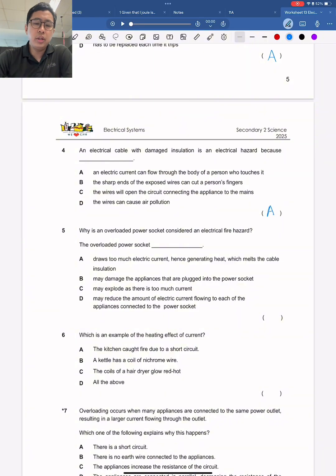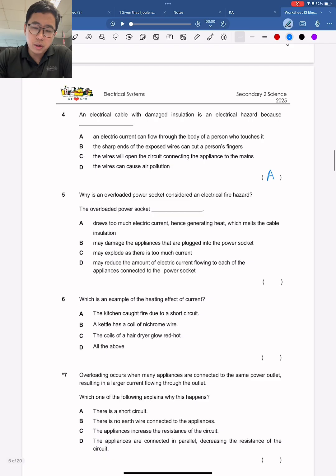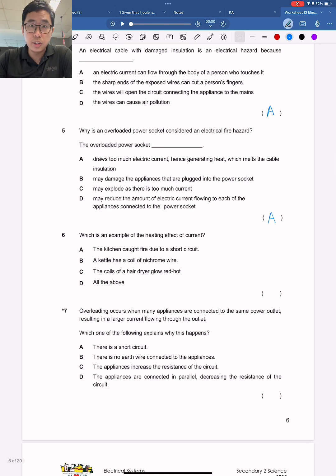Because with damaged insulation, let's say the wire is intact, it doesn't mean that it will spoil or anything. It's just that the insulation protects people from touching the wire. So when there's no more insulation and you touch the wire, you touch a circuit where there's current passing through, so the current can then flow through your body as well. This answer is A. An overloaded power socket is considered an electrical fire hazard. Why? It's because the power socket will draw too much current, and then it will generate too much heat and melt the cable insulation. A lot of these are facts, so just go and revise.